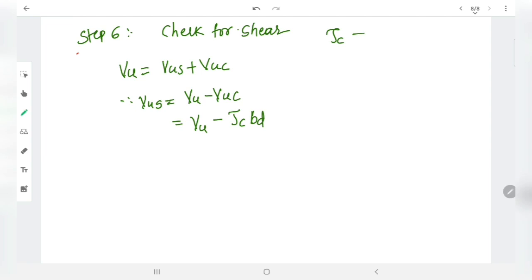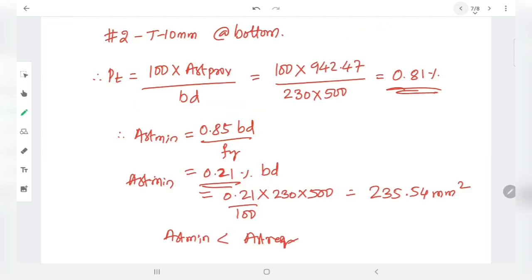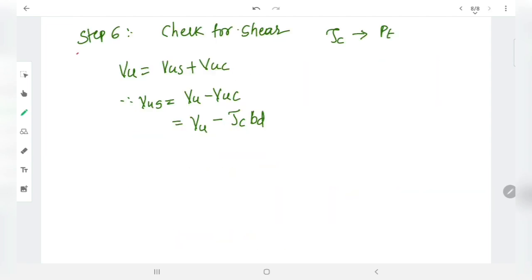Okay, tau C depends on the value of PT. PT which we already calculated here is 0.81%. Okay, when you refer to table number 19, page number 73 of IS 456, for M20 grade concrete and Fe415 steel, I will be finding the value of tau C based on PT.